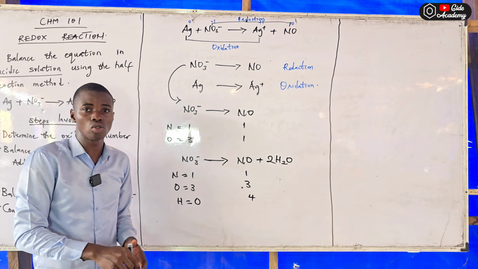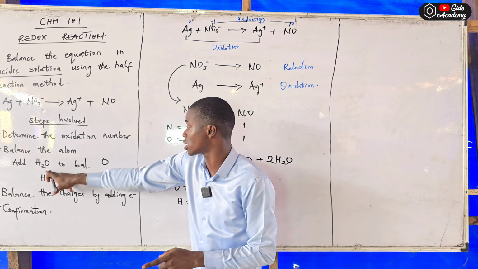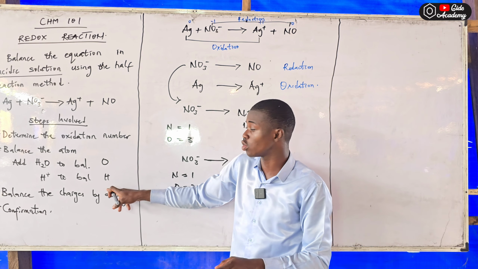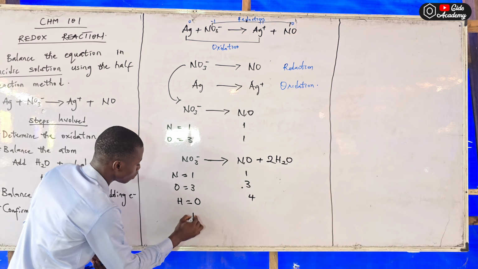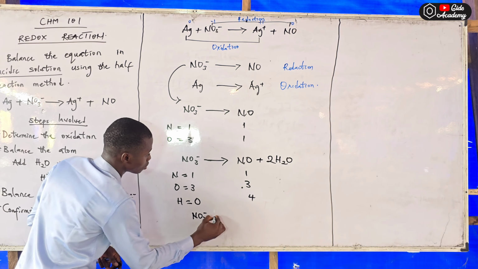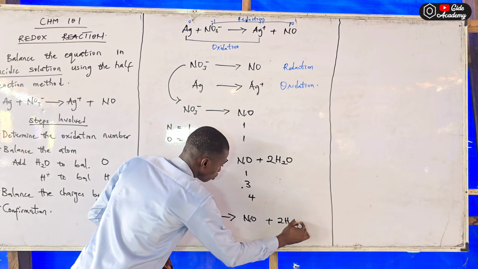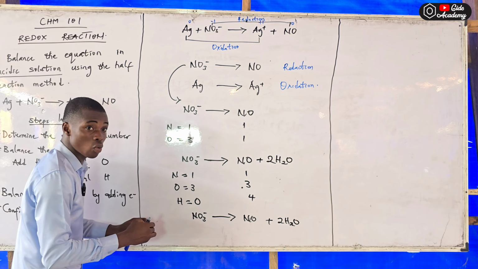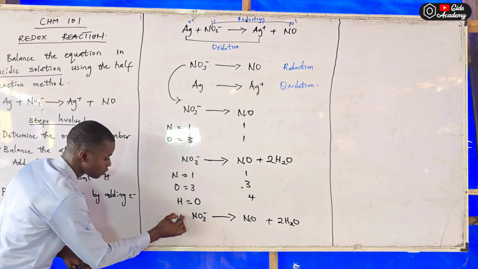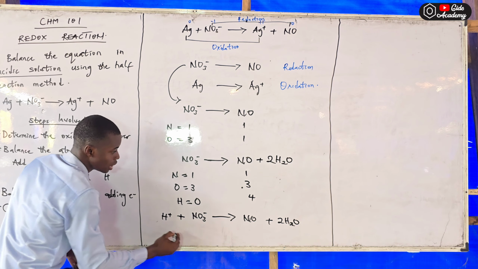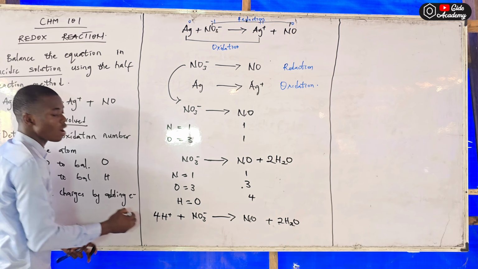So what are you expected to do? The rule states that if oxygen is not balanced, you add water. But if hydrogen is not balanced, you are going to add what? Hydrogen ion. So let's add hydrogen ion to the equation. So you have NO3 minus to NO plus 2H2O. If you are adding hydrogen ion to the equation, you are adding the hydrogen ion to this side. So here we add plus hydrogen ion. And how many hydrogen do you have here? 4. So you put plus 4 hydrogen ion.